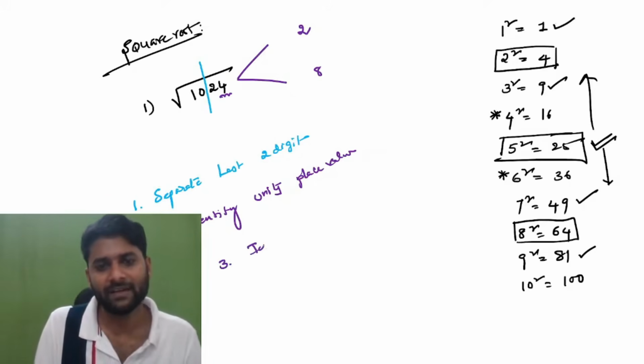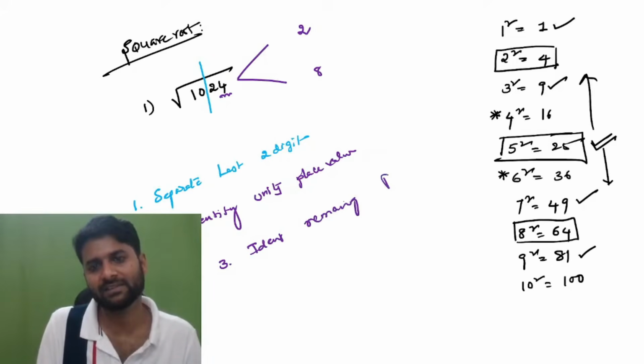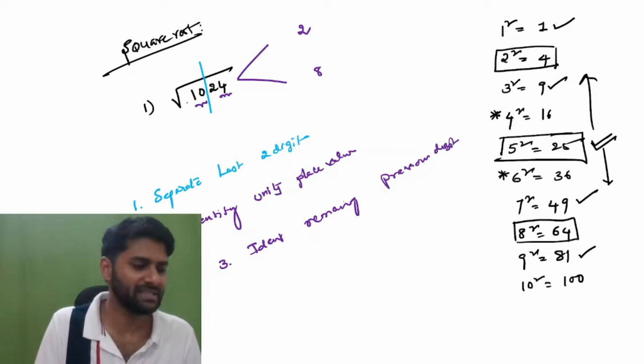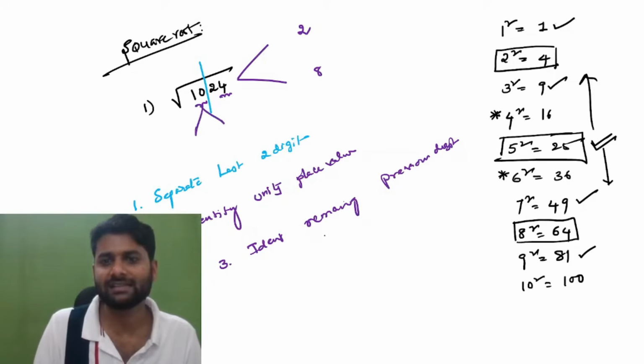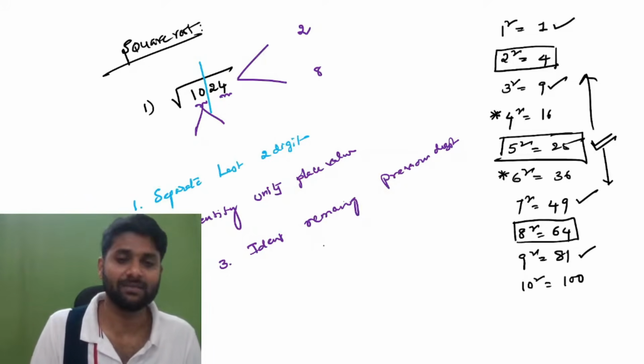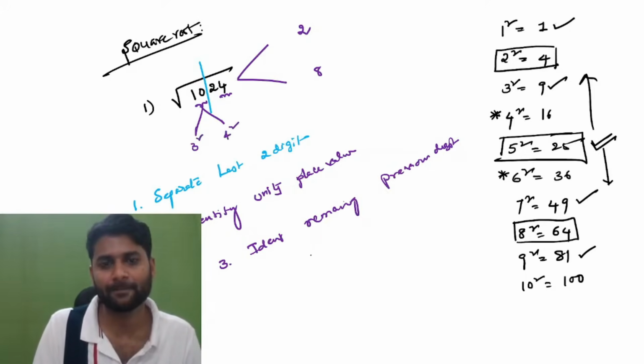Now identify the remaining previous digits. So what are the previous digits here? 10. So the previous number is 10. Now the task is to find which square numbers that number lies between. So 10 lies between 3 square and 4 square.